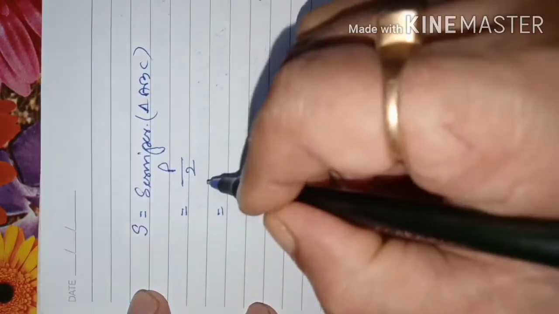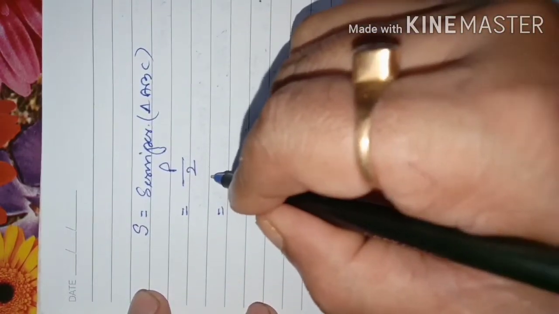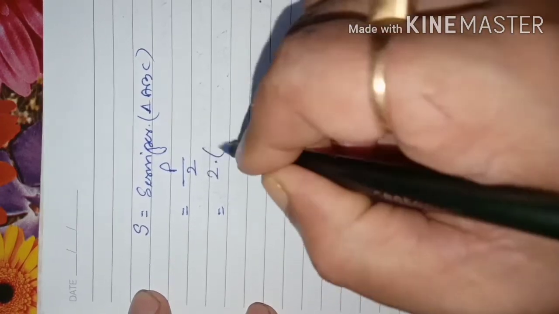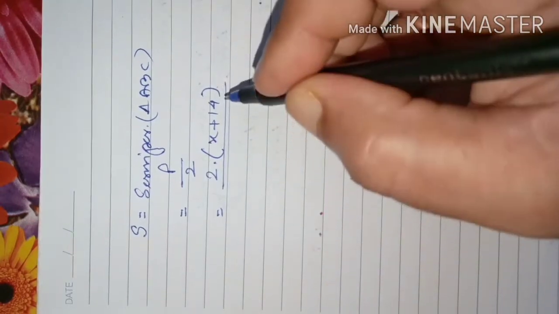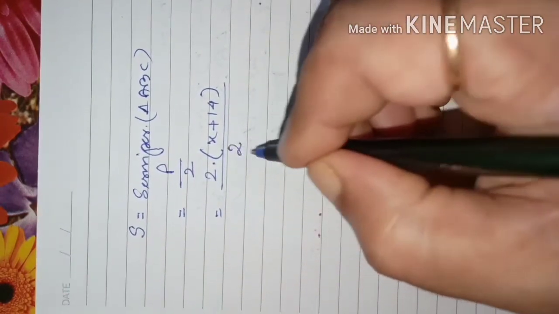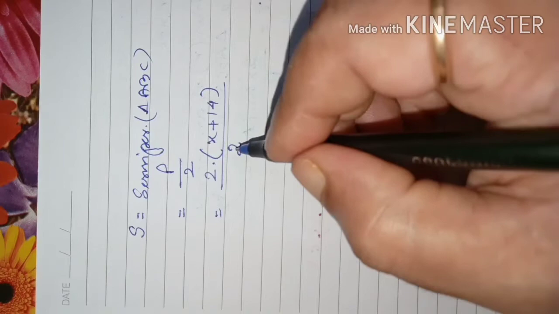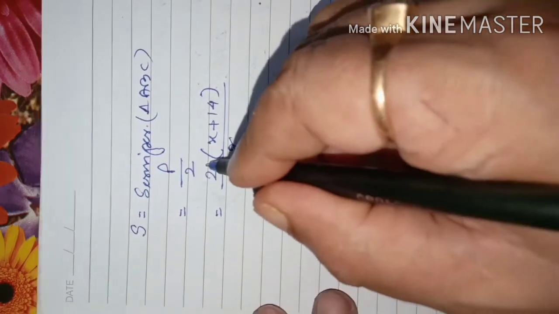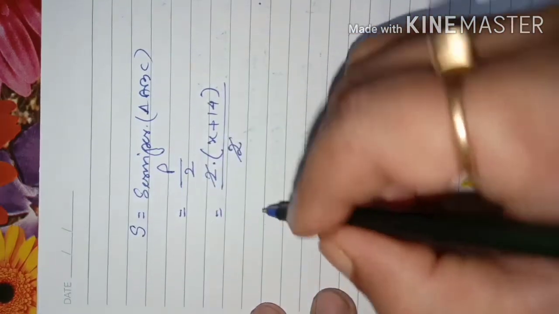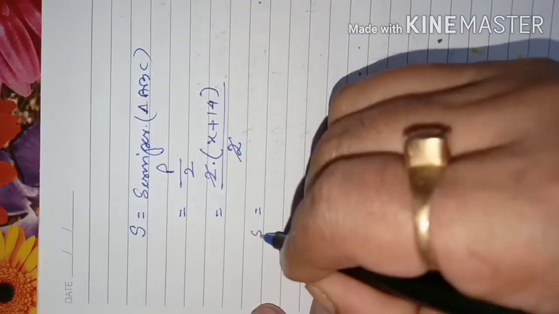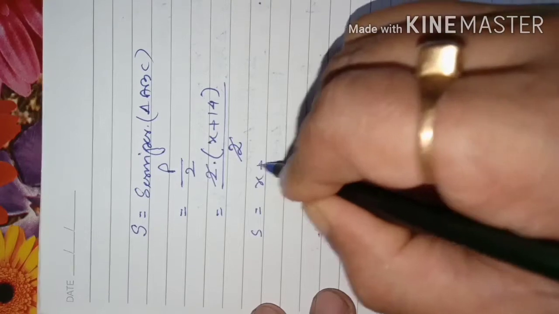So what is the perimeter? We got 2 times x plus 14. 2 times x plus 14 divided by 2. Then this 2 and this 2 will get cancelled. This is the perimeter from the previous line, no? So what you got? The value of S is equal to x plus 14.